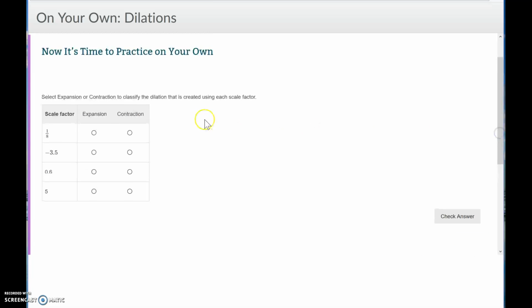All right, so larger than 1 is an expansion, smaller than 1 is a contraction. 1/8 is smaller than 1, that's a contraction. 3.5 is larger than 1, that's an expansion. You can just ignore the negatives. This is less than 1, so that's a contraction. 5 is greater than 1, that's an expansion.